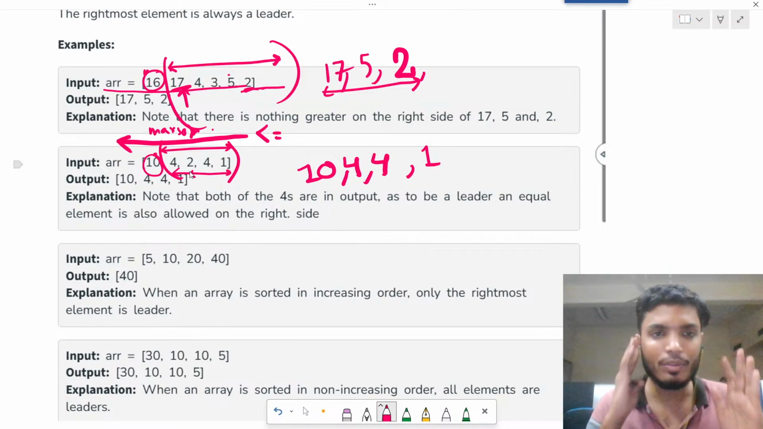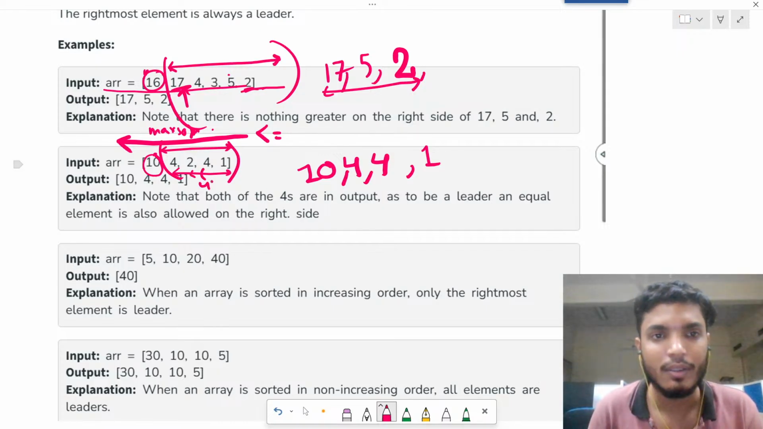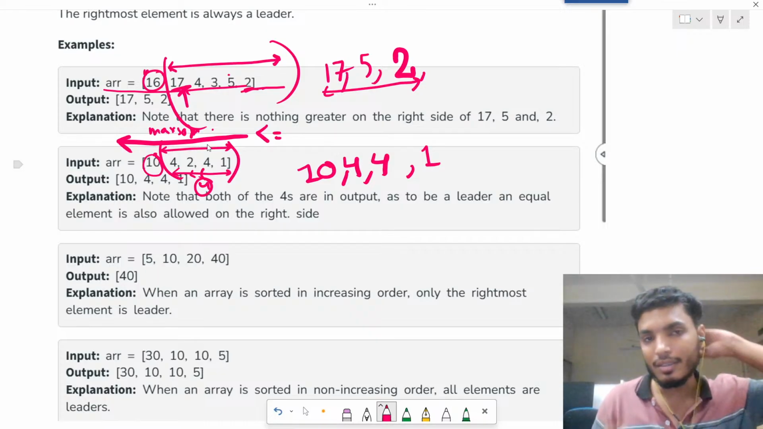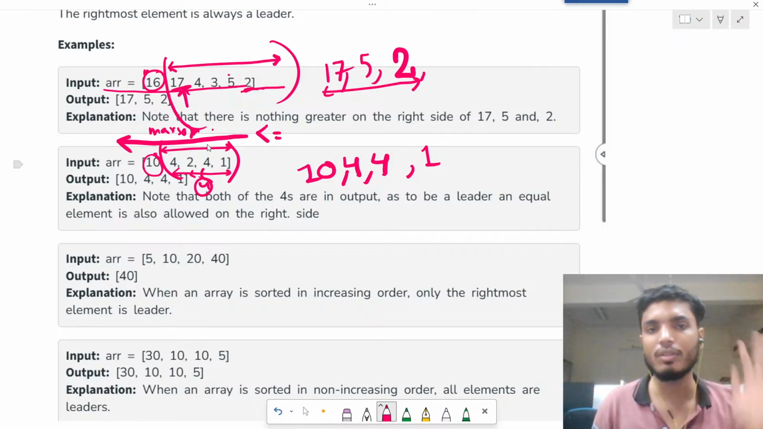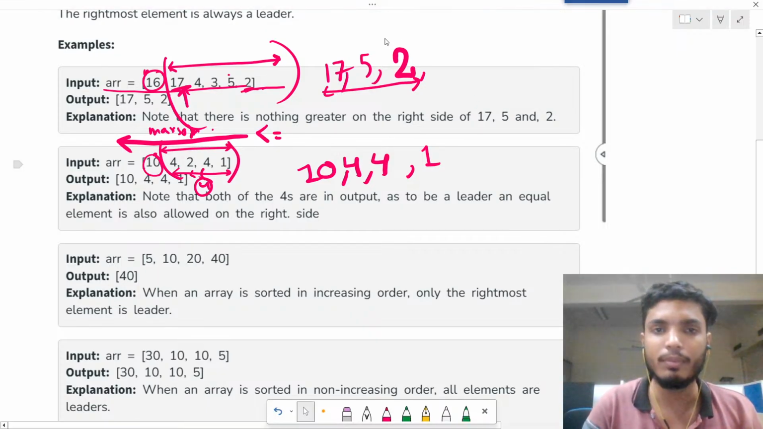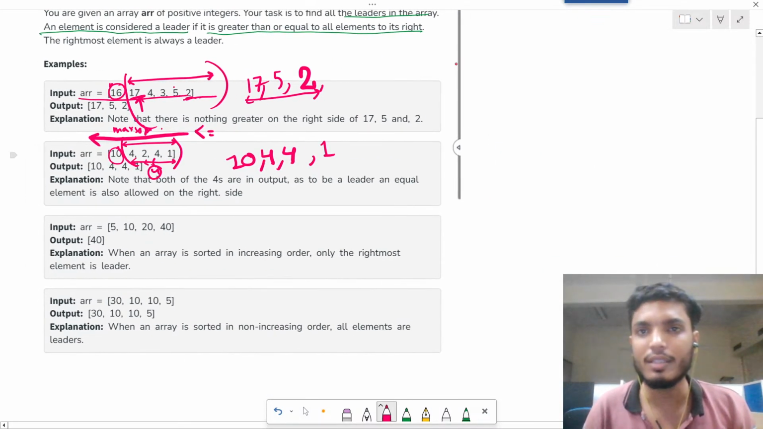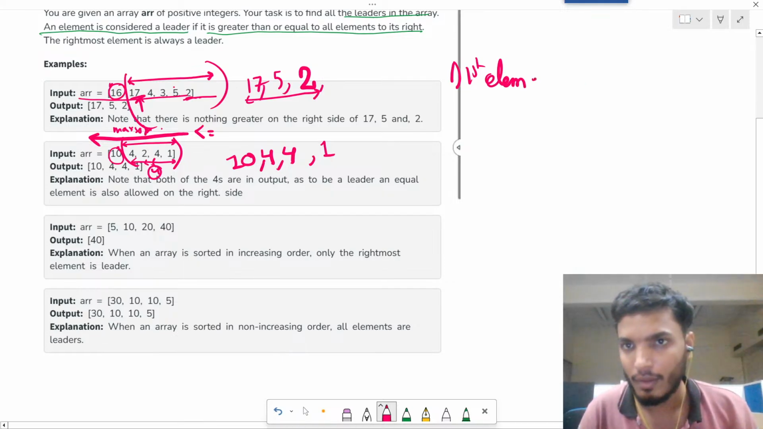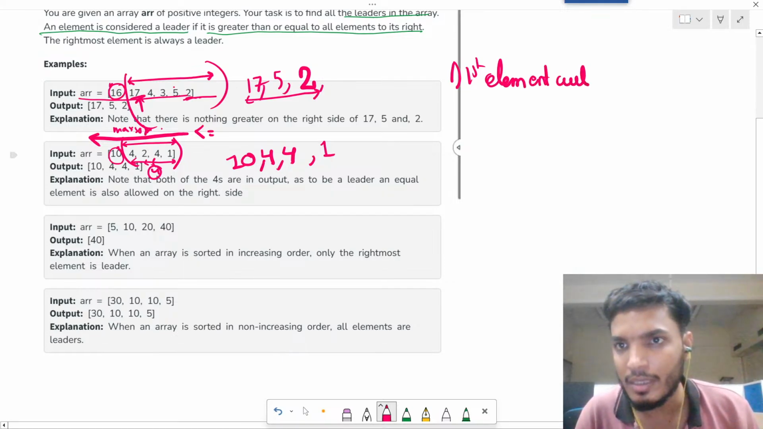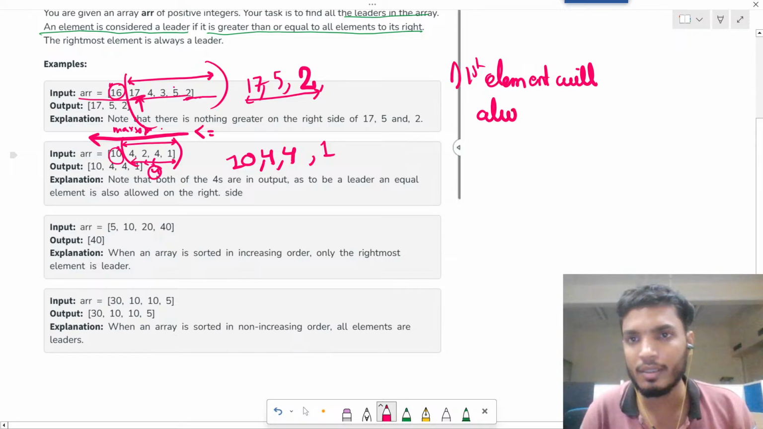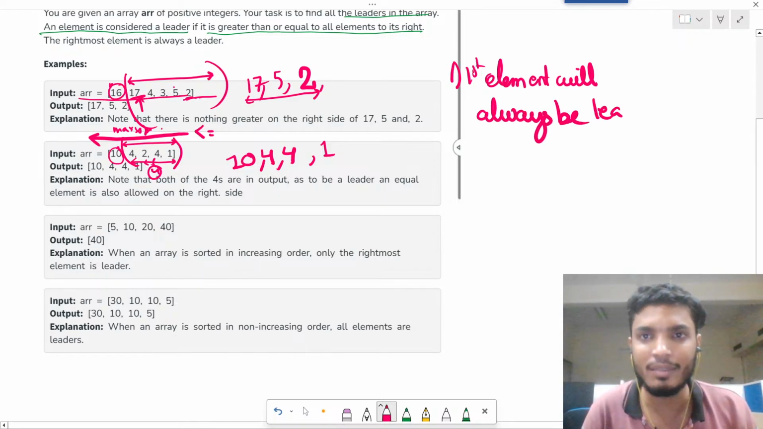Suppose the maximum of these is 4. If my 10 is bigger than 4, then it will be the biggest. So that is the thing, you only have to maintain the maximum so far. So the first thing you need to remember is that the last element will always be the leader element.